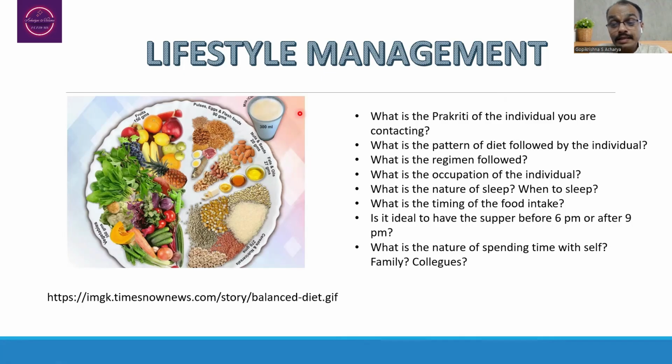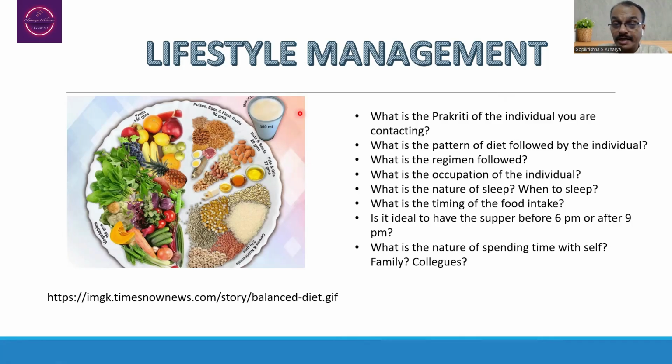What is the nature of sleep? Whether he is having a day nap, or whether he is considered to be a night owl variety, or when he is going to sleep. Is it in the early morning, some 2 or 3 a.m., or is it 10 a.m., or 8 a.m., or 8 p.m., etc.? In that way, what is the time of sleeping? That will be helpful in determining the lifestyle.